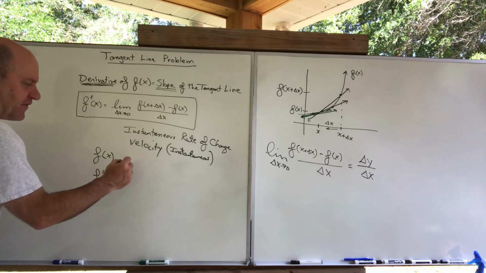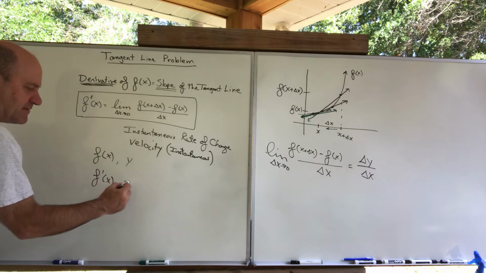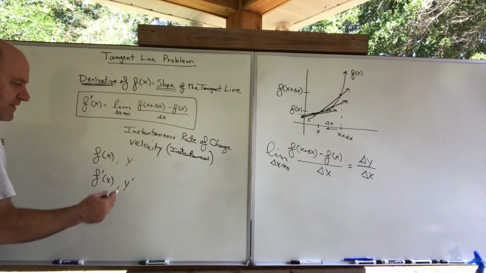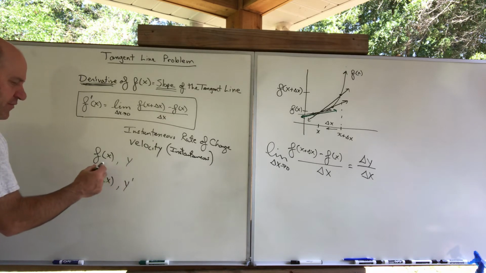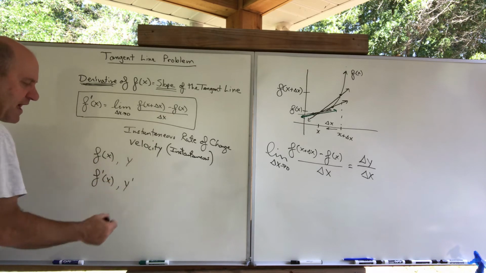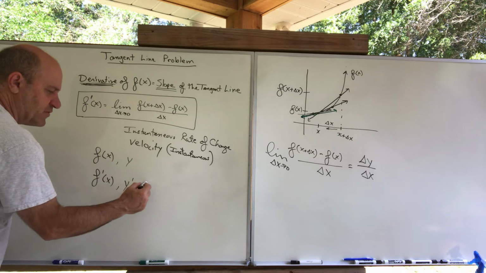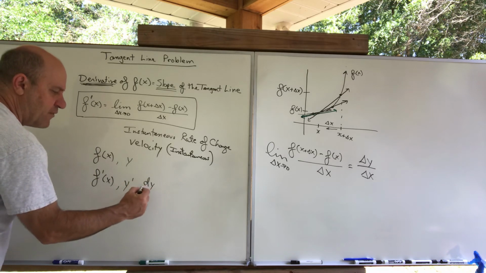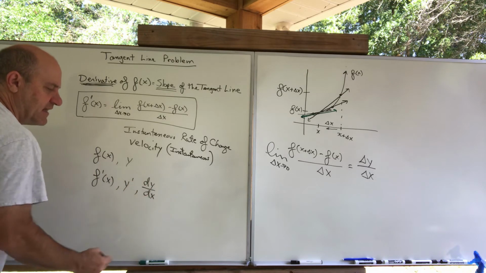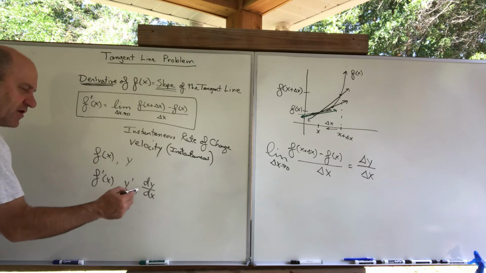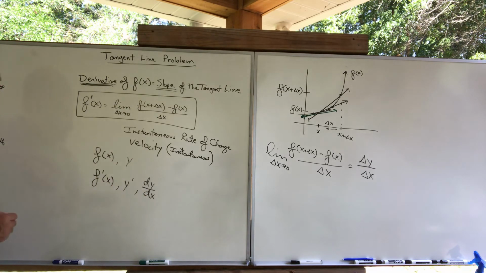Now, if the original function is called y, then sometimes we might use y prime for the derivative. So the original function is f of x, or maybe y. Here's another notation. Sometimes we take the derivative of y with respect to x. That's how we read that. It's just another notation that means the same thing.